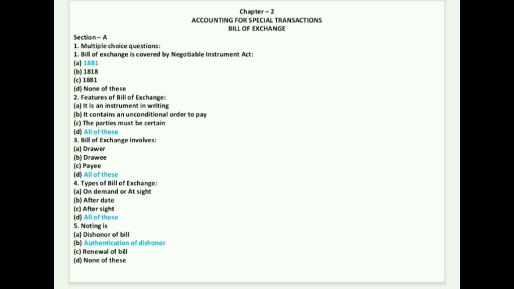Well, next is nothing is what? Dishonor of bill, authentication of dishonor, renewal of bill, none of these. The correct answer is authentication of dishonor.